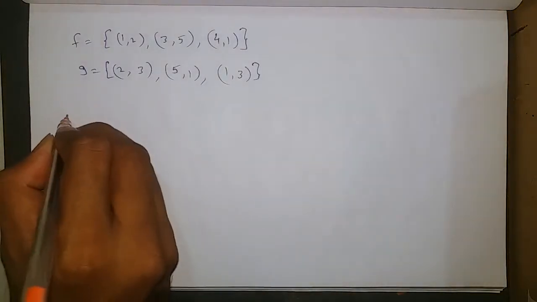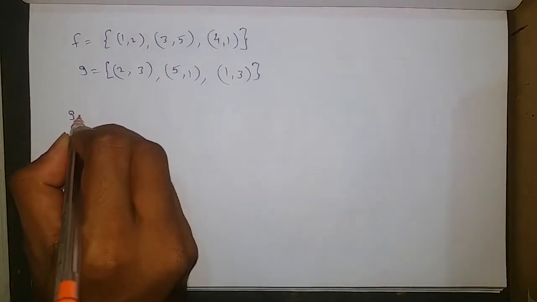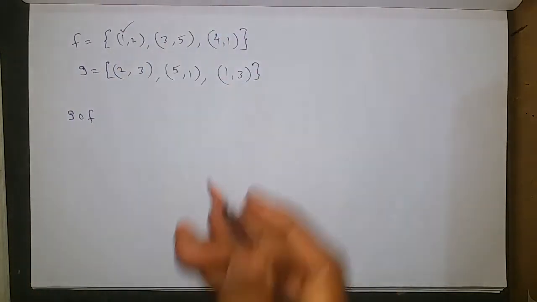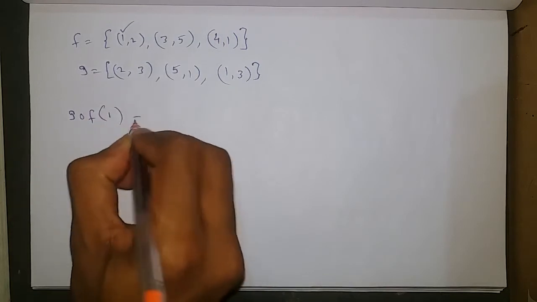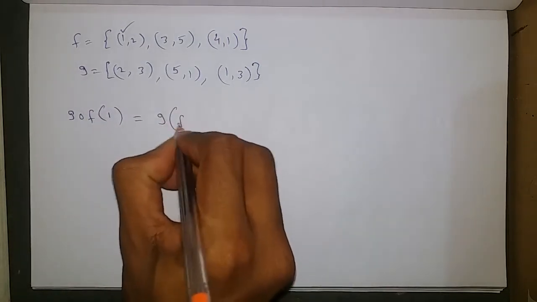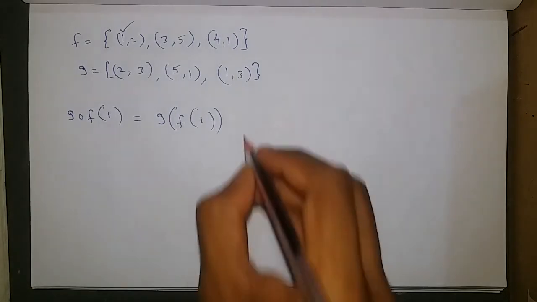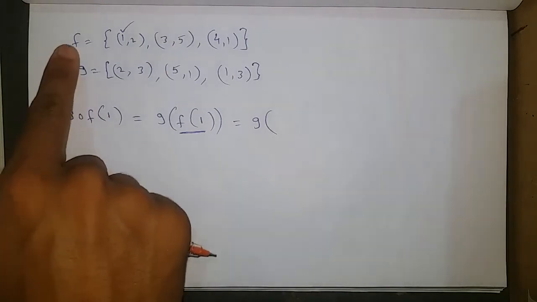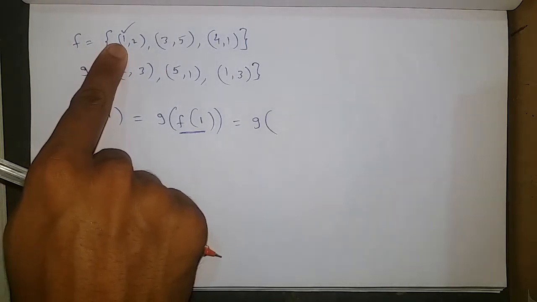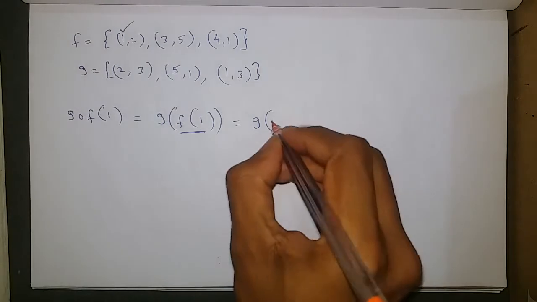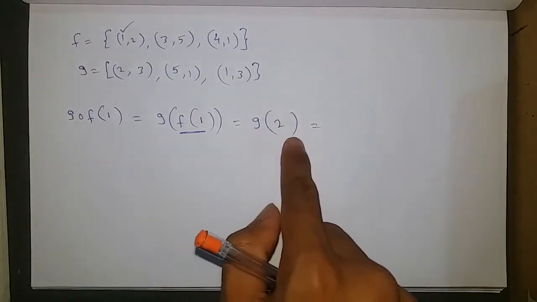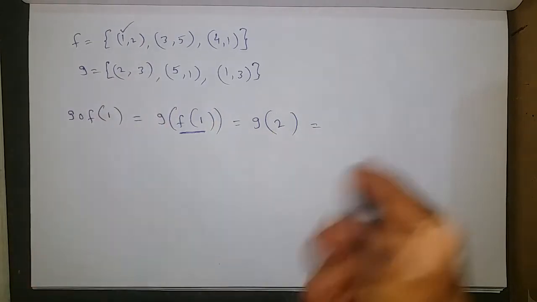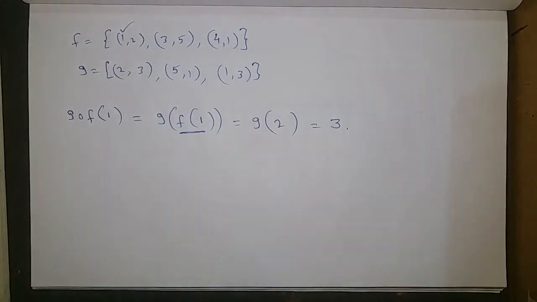Let us check how to find f of g and g of f. First I am finding g of f. For the first domain element, I am taking 1. So g of f of 1: in f, if the domain is 1, the range is 2, so I write 2 here. Now g of 2: in g, when the domain is 2, the range is 3, so the answer will be 3.